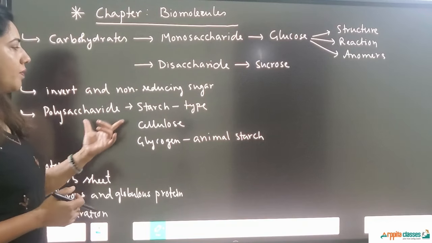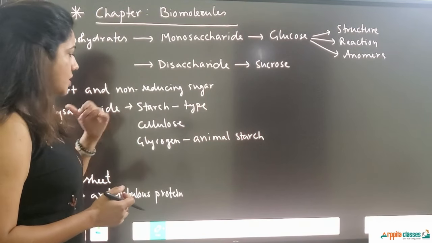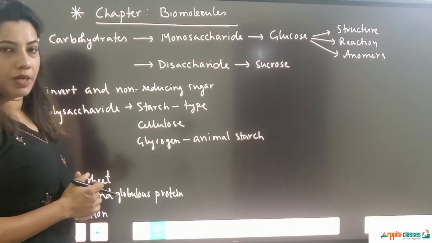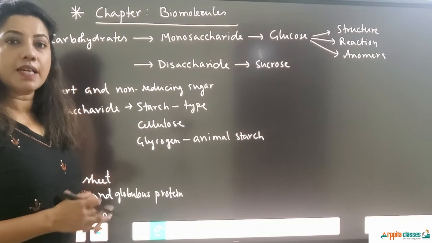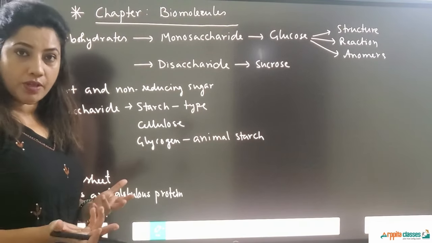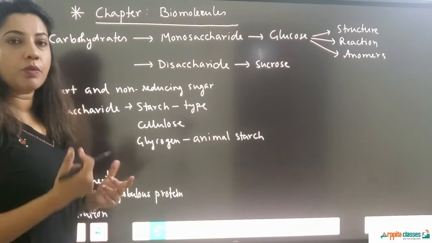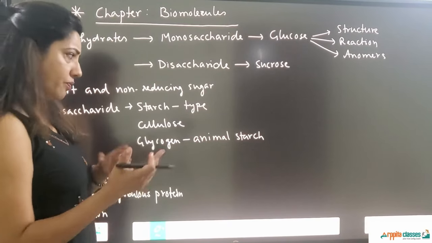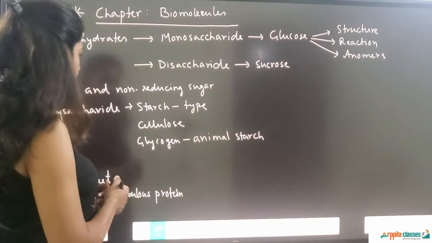Then in polysaccharide we have got 3 polysaccharides. One is starch, one is cellulose and one is glycogen. Starch, the different types of starch, that is amylose and amylopectin. You need to see what are the differences between amylose and amylopectin. Then cellulose and glycogen. Why glycogen is called animal starch? That is most frequently asked question in the board papers.